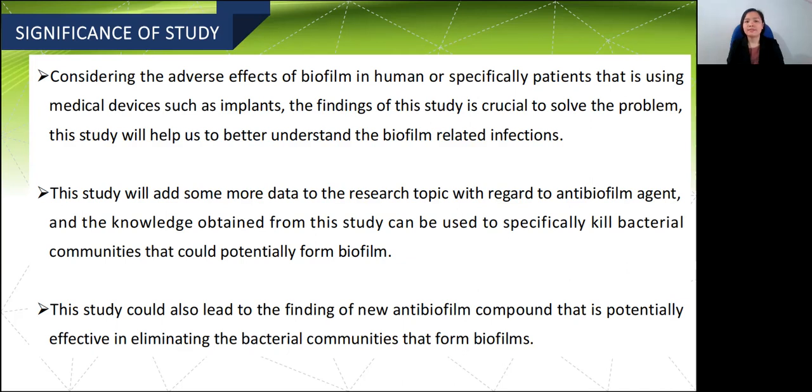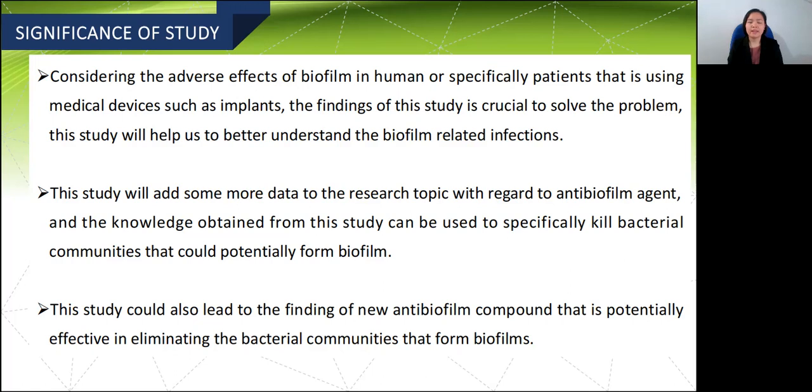So what are the significance of this study? Considering the adverse effects of biofilm in human or specifically patients that is using medical devices such as implants, the finding of this study is crucial to solve the problem. And this study will help us to better understand the biofilm-related infections.